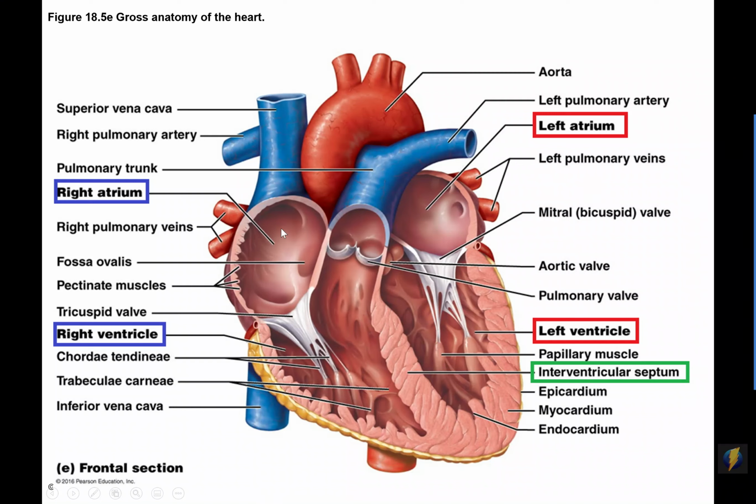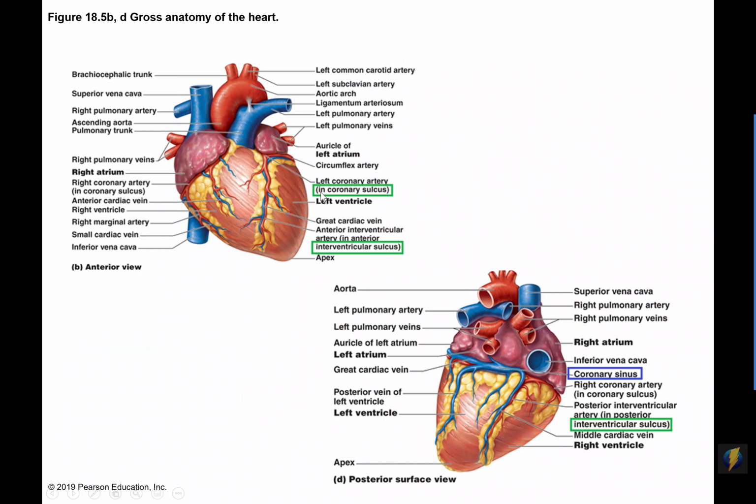So you can see here is the right atrium and the right ventricle, and the left atrium and the left ventricle. I also want to point out the various sulci that you see here. There are a lot of grooves in the heart. These are essentially grooves through which blood vessels travel. So you'll see blood vessels in the coronary sulcus here, and then also in this interventricular sulcus, both anterior and posteriorly. I also want to point out the coronary sinus here.